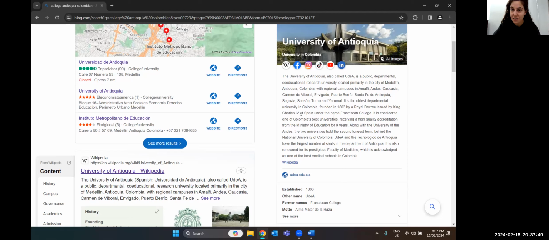Wow. So it's got a bit of history with the King Charles of Spain. It had a different name. Used to be called Franciscan College, the name before. Did you know? Yeah. And it's considered one of Colombia's best universities. High quality accreditation. That means that students really do get such good teachings and learnings there.